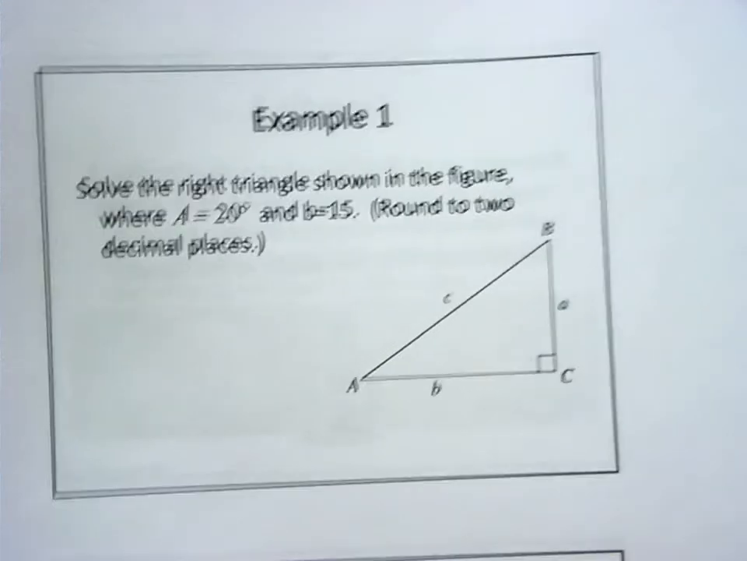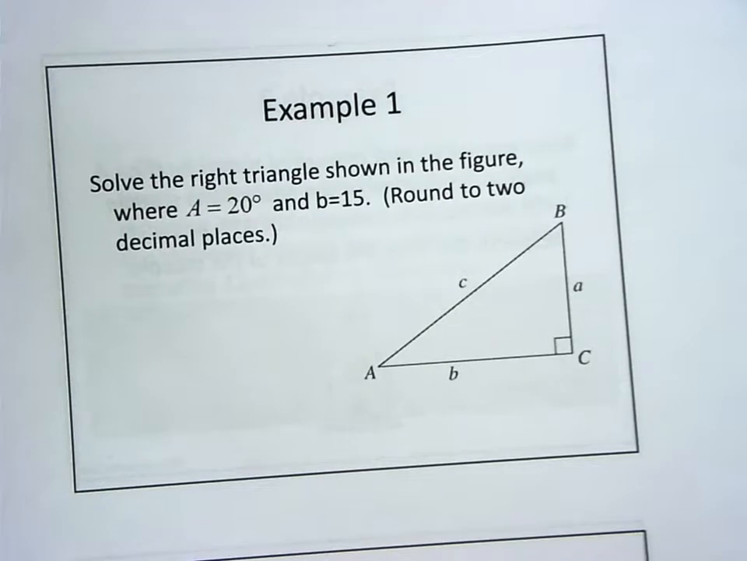For ones like this where they flat out give you the drawing you need to use: solve the right triangle shown in the figure where A equals 20, B equals 15. What are they actually asking you to do? Find all the angles and all the sides. So find everything out about it.